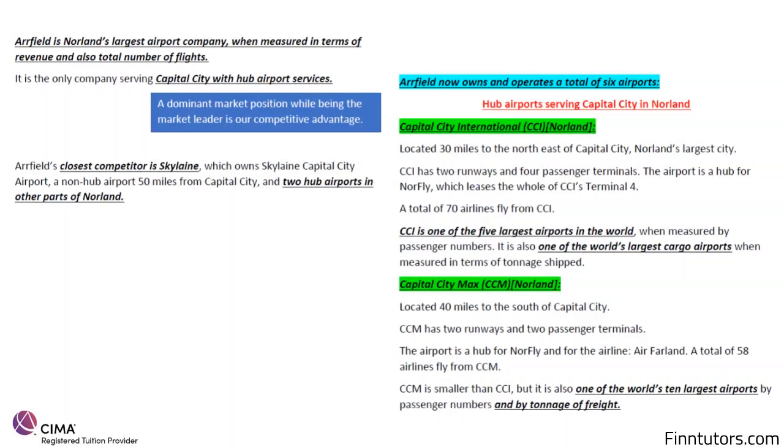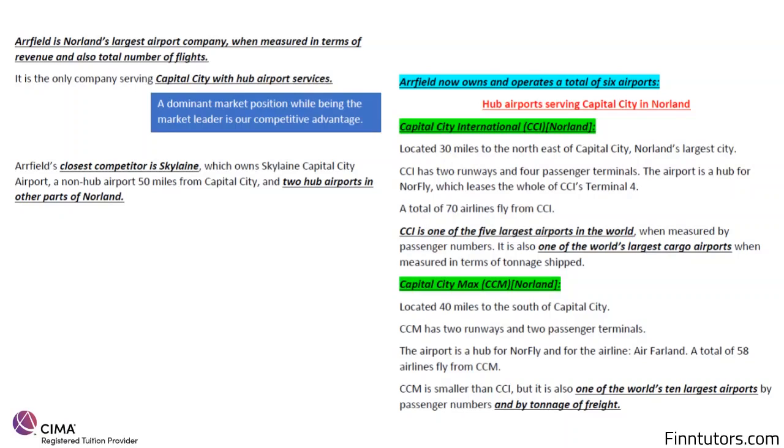Next, you have Capital City Max. This is located 40 miles to the south of Capital City. It has 2 runways and 2 terminals. The airport is a hub for Norfly and for the airline Air Farland. So, 2 airlines that you are mainly dealing with, Norfly and Air Farland. A total of 58 airlines fly from CCM.